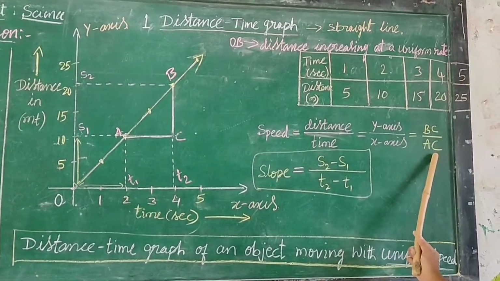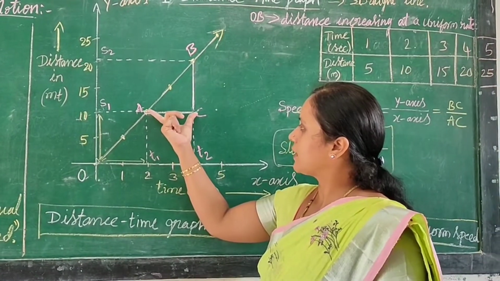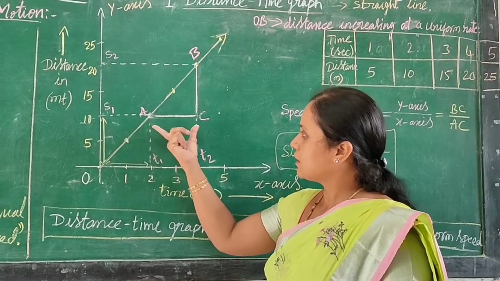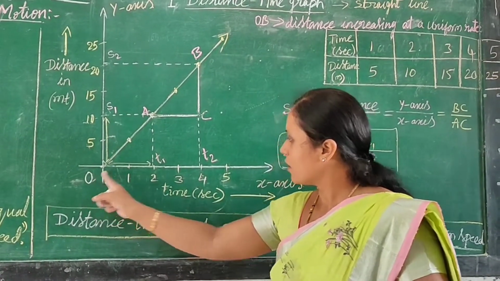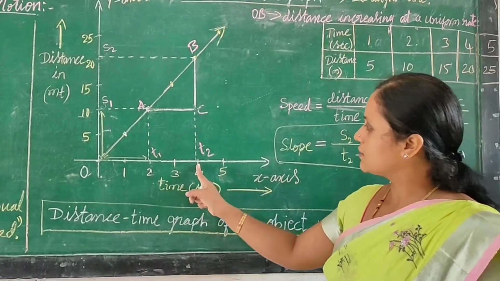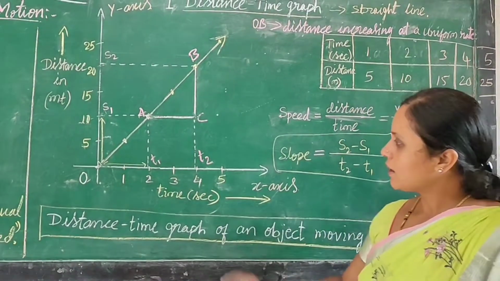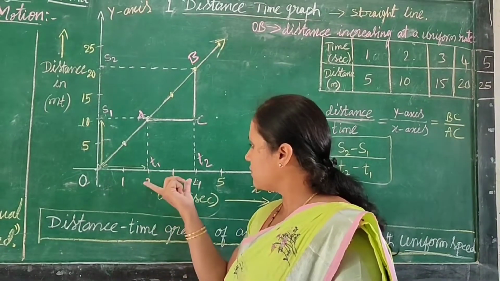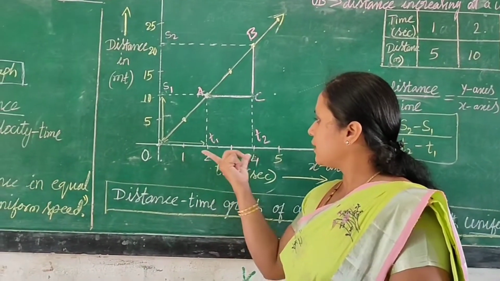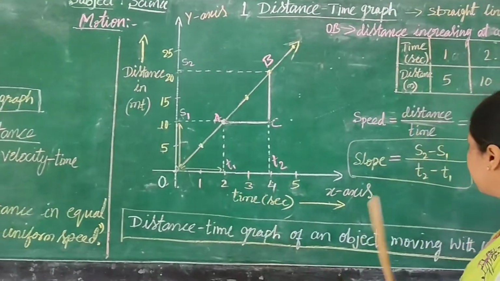Similarly, AC. I want to calculate this AC distance. Now I draw perpendicular lines here. From the origin to this part is called the total time taken, that is T2. From this total time, I subtract this part. So T2 minus T1.